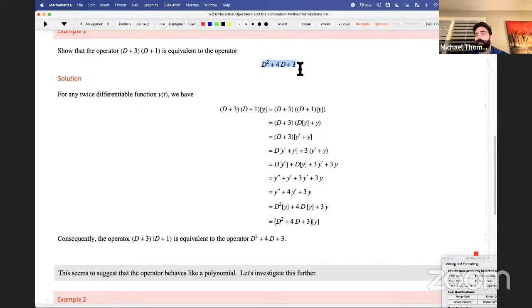So I'm going to go through and I'm going to show the opposite direction. I'm going to switch this to the opposite side. And we're going to show it's also equal to this. And that will be enough to show that these d operators, or operators that involve d, act like polynomials, although there is one small catch.